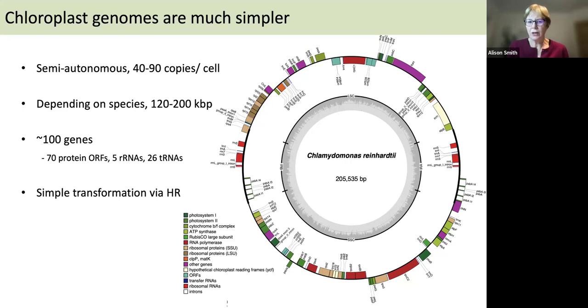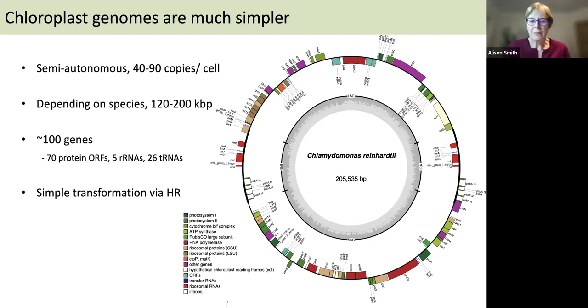The size of the genome, the chloroplast genome, is actually very, very similar in most organisms. It's between 120 and 200 kilobase pairs. So Chlamydomonas, or Chlammy as it's abbreviated to, is one of the largest at 200 kilobases.